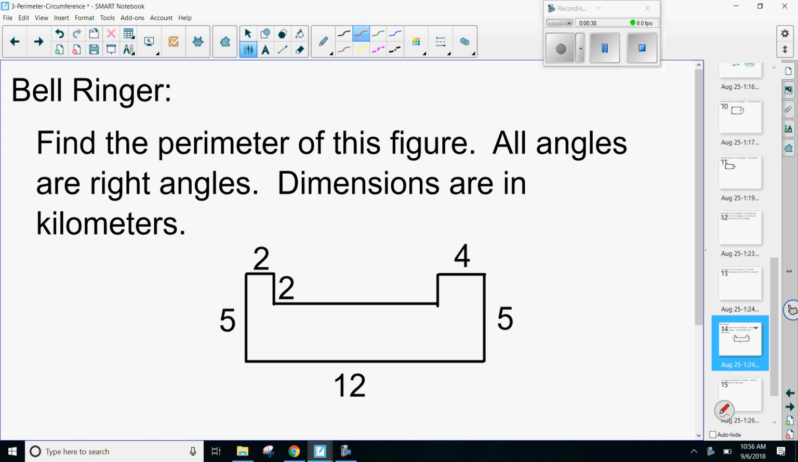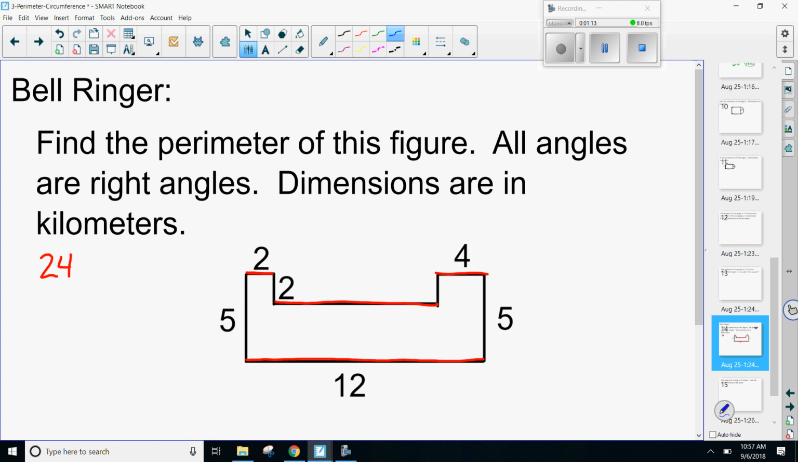All right, as we look at it, find the perimeter. What does perimeter mean again? Distance around the figure. All angles are right angles. Dimensions are in kilometers. So if I look at these three segments that I am going to highlight right now, what is the sum of those three segments? 12. It's going to be the same as the base right here. So I have 12 on the top and 12 on the bottom, which is how much? 24. So I've doubled the 12.